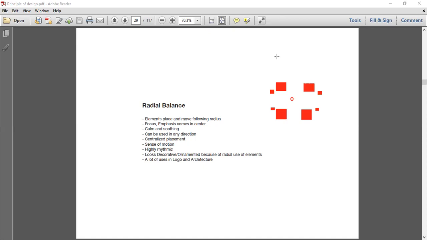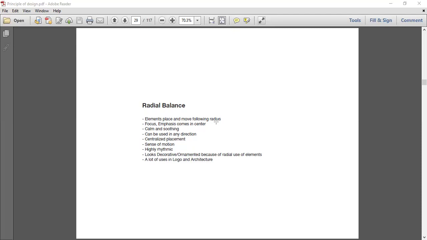Let us quickly understand the other terminologies given over here. Focus and emphasis come in the center. If everything is revolving around one central point, then the focus will be in the center. It is what I explained last day about emphasis: the main point of attraction will be the center. Calm and soothing can be used in any direction. When everything is revolving around a central point, everything will be equally balanced on all sides, hence you can consider any of the sides, or it can be used in any direction.